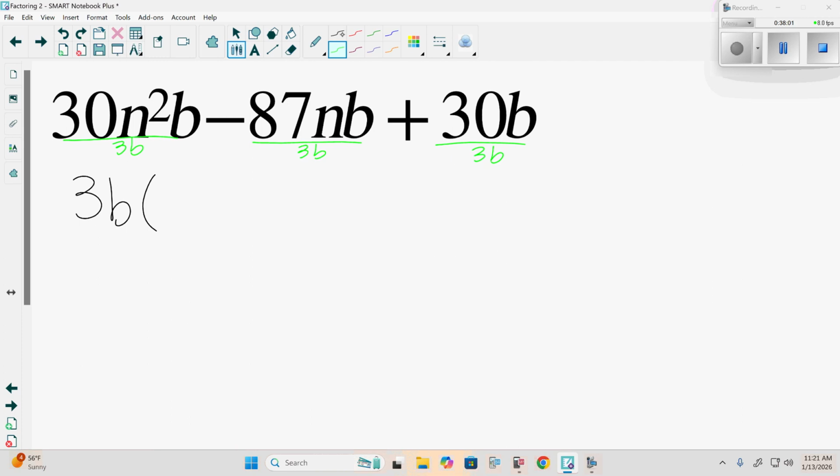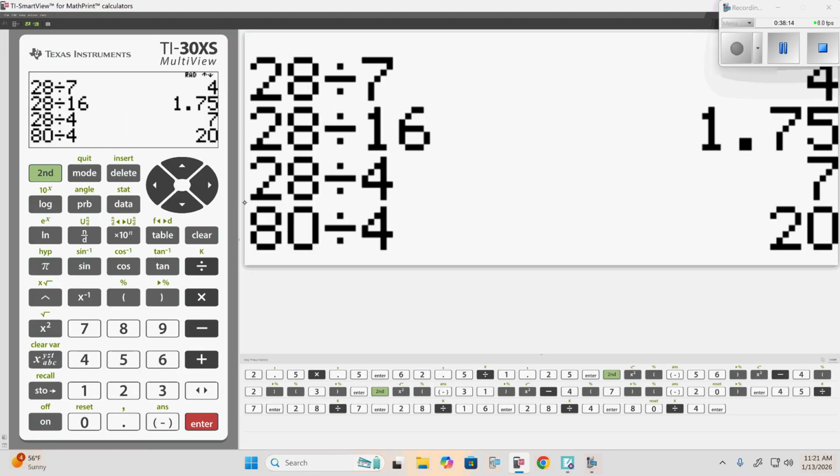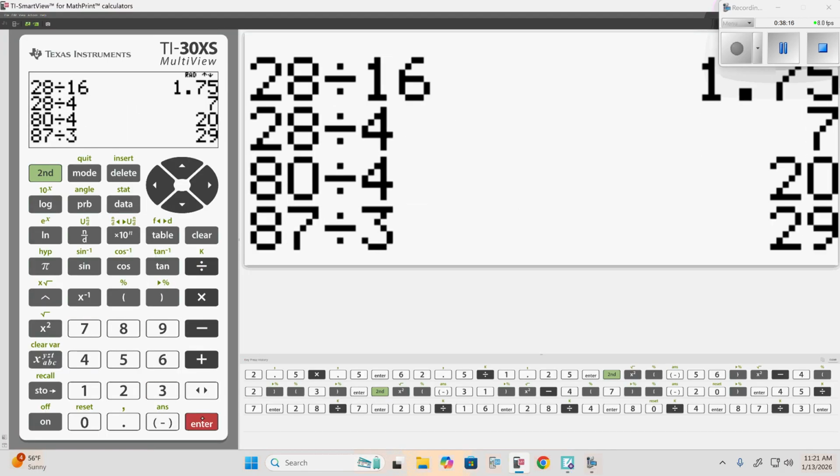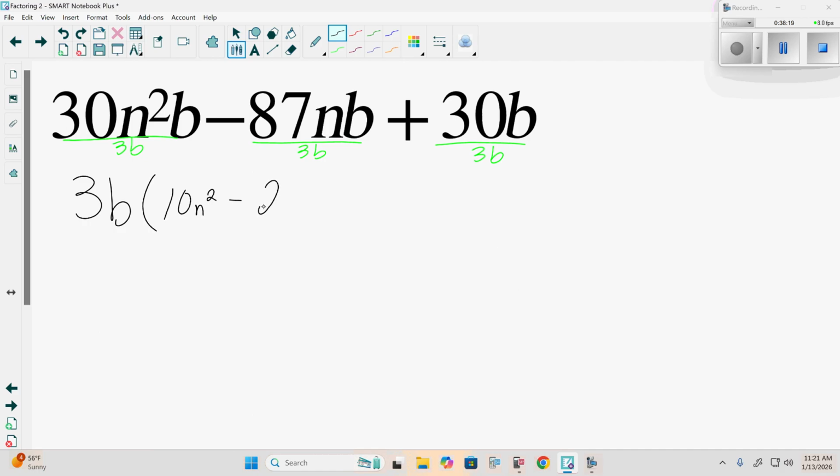Yep. 30 divided by 3 is going to give us 10. We still have the n squared, but the b factors out completely. 87 divided by 3 is indeed 29. We still have the n, but our b factors out completely. 30 divided by 3 is 10. B factors out completely. So we really just removed b out of all three terms. We're still left with the n squared, n, and we divided each number by 3.